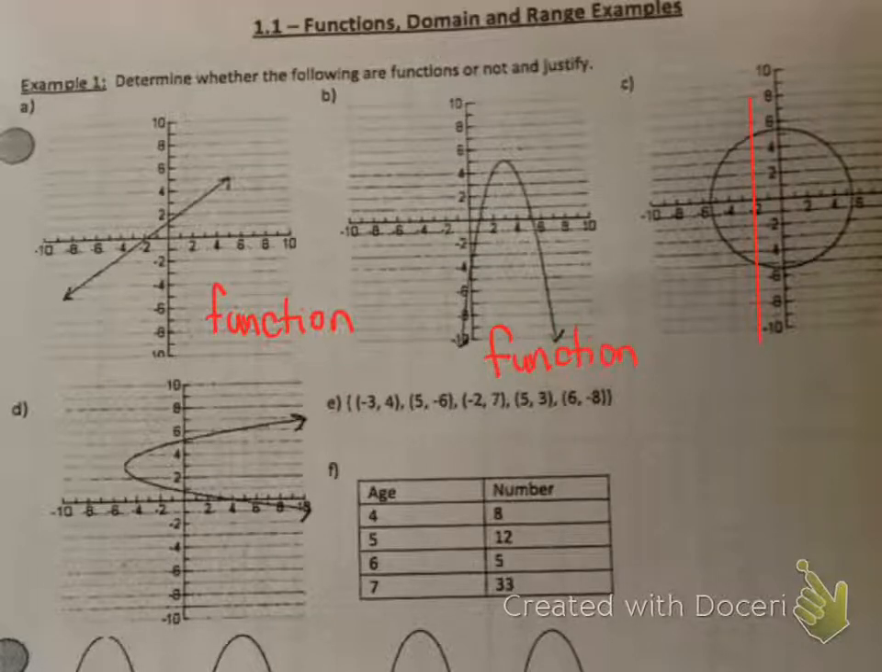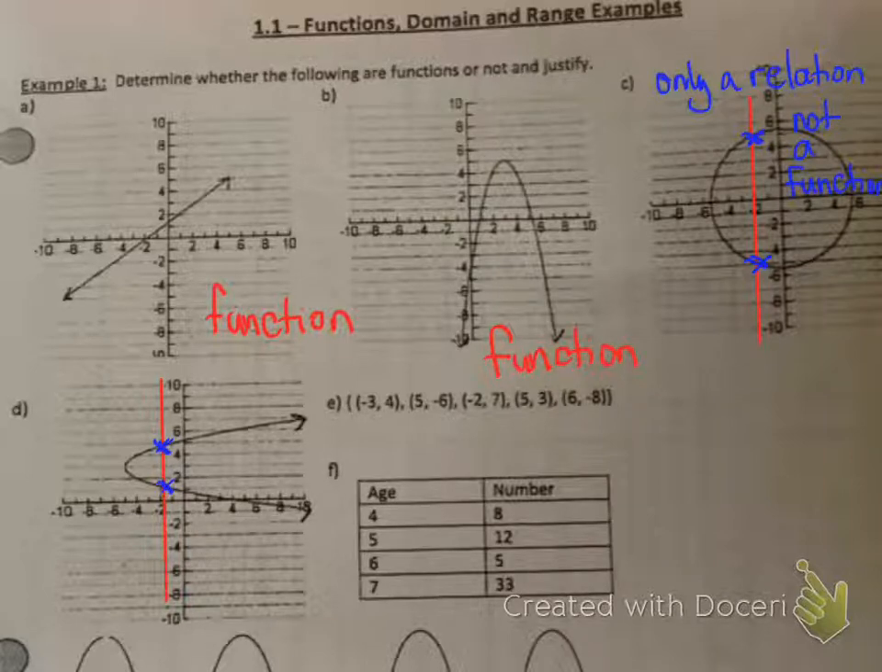The next one, is it a function? No. So we have to put an X where it crosses the graph twice. And we say, nope, not a function because it fails the vertical line test. It's only a relation. The next one, we draw a vertical line crossing through, and it touches it twice. So therefore it fails the vertical line test. So it's only a relation, not a function.